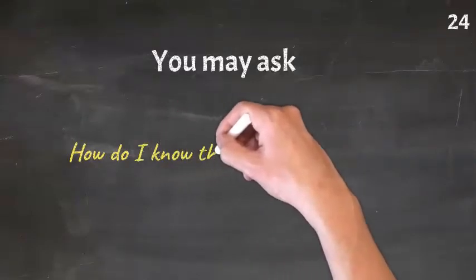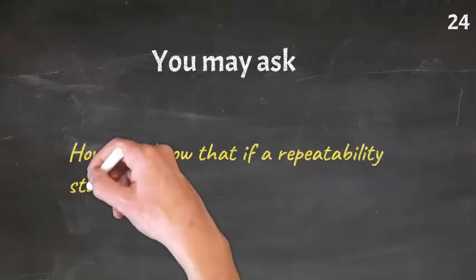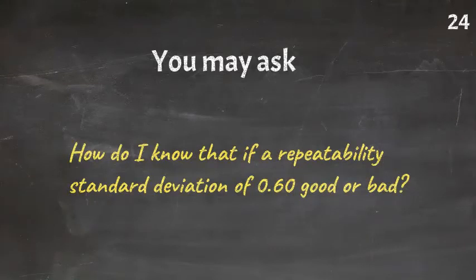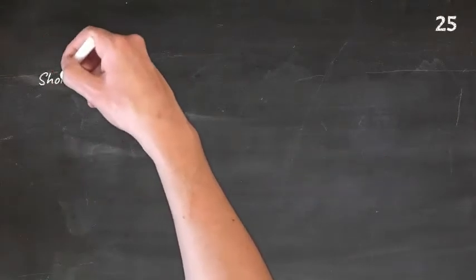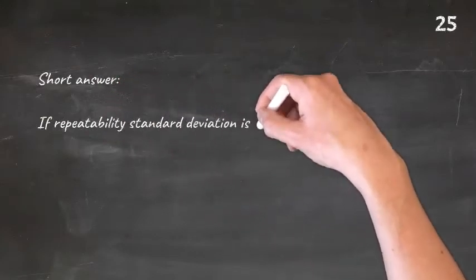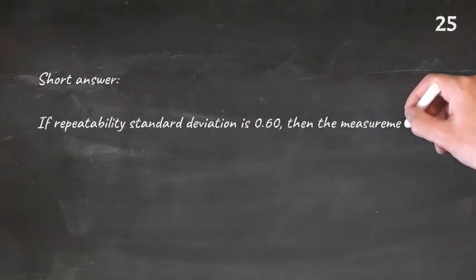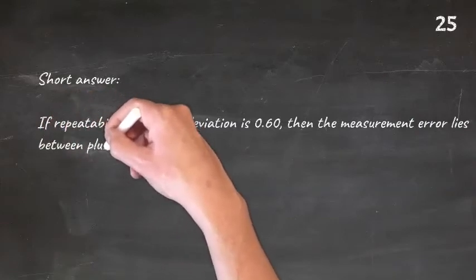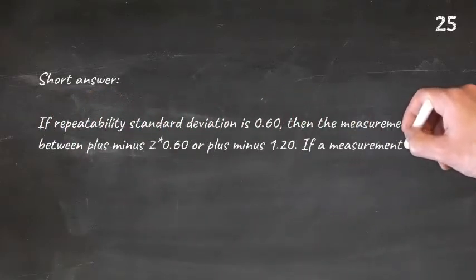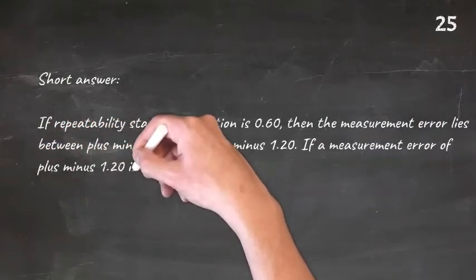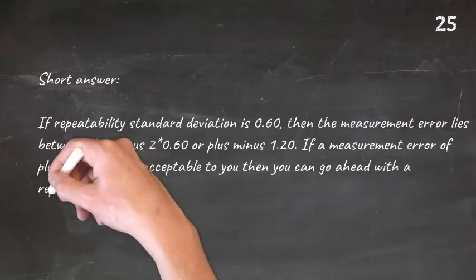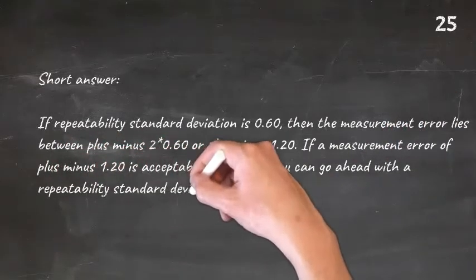How do I know if a repeatability standard deviation of 0.60 is good or bad? Short answer: if the repeatability standard deviation is 0.60, then the measurement error lies between plus minus 2 times 0.60, or plus minus 1.20. If a measurement error of plus minus 1.20 is acceptable to you, then you can go ahead with a repeatability standard deviation of 0.60.